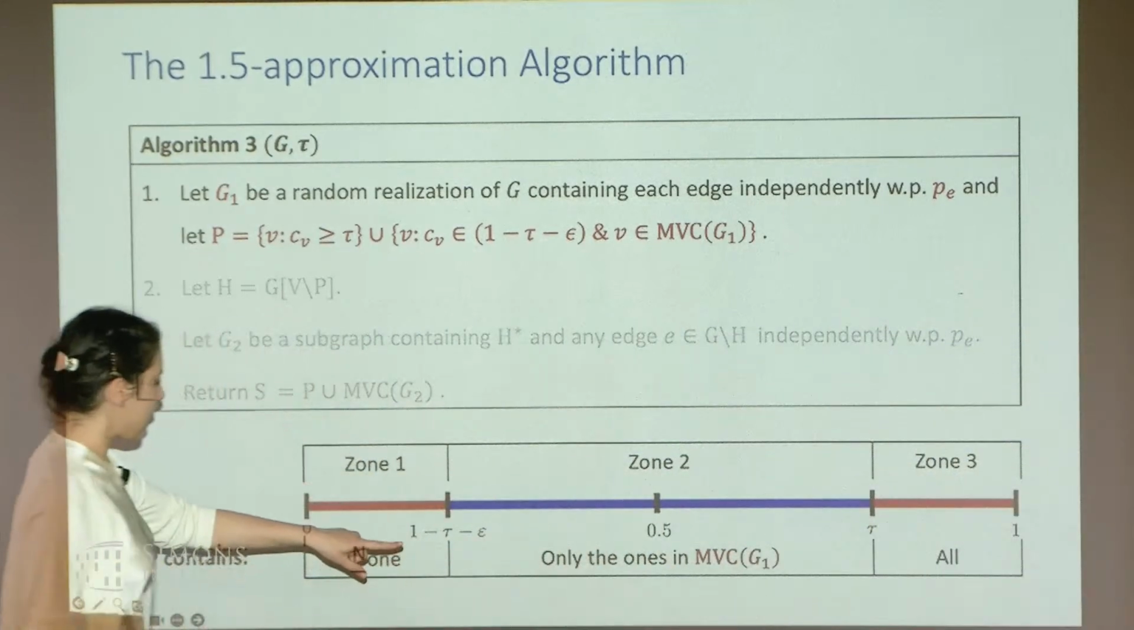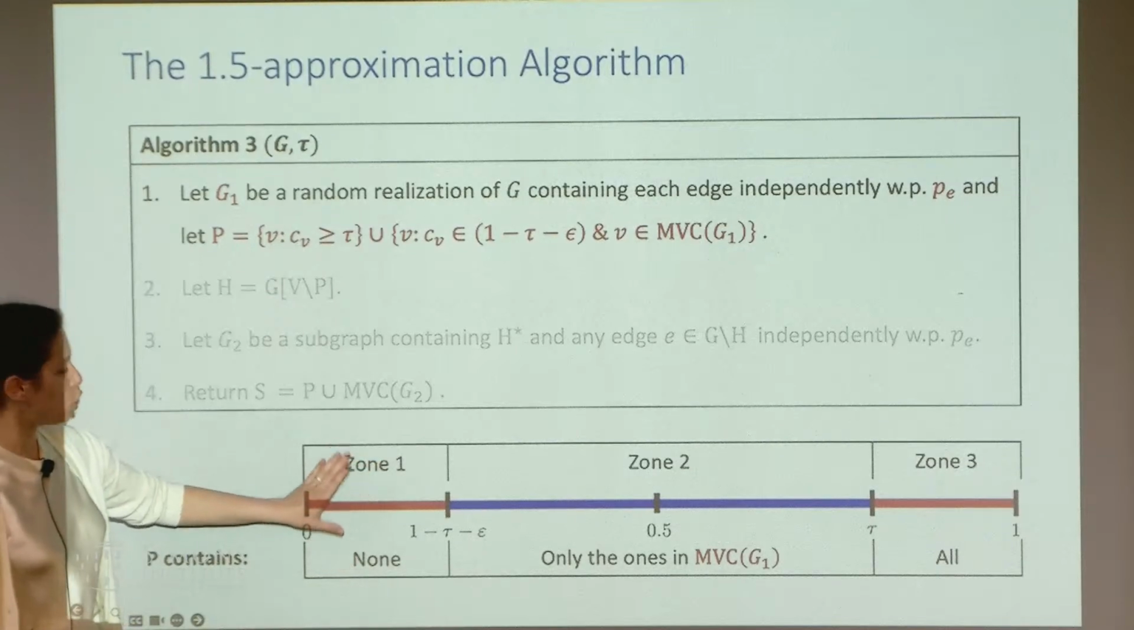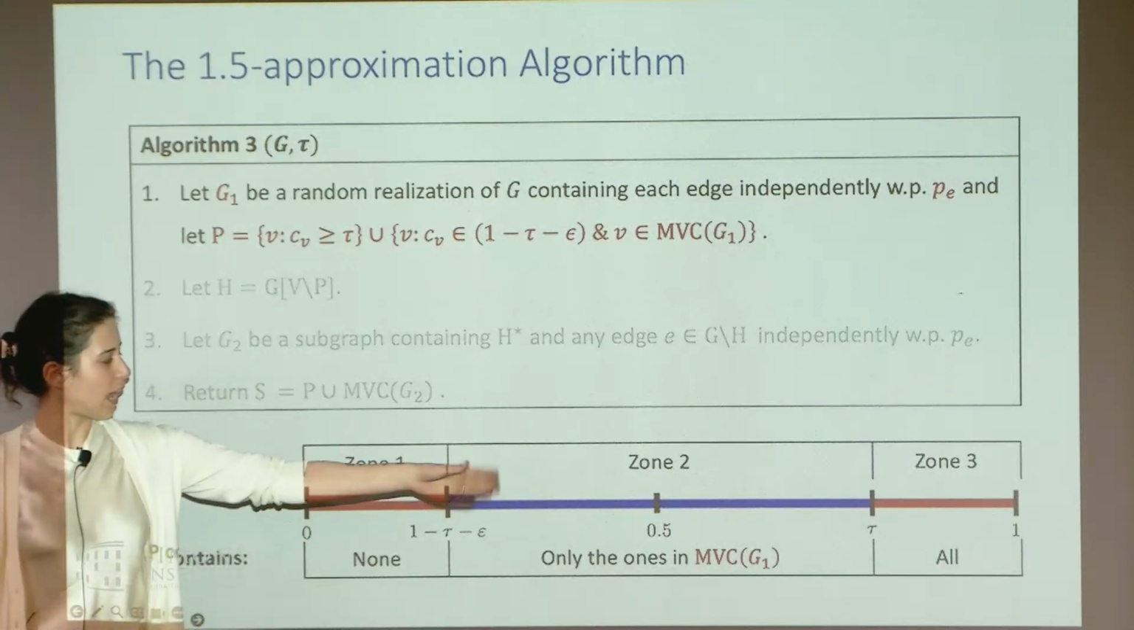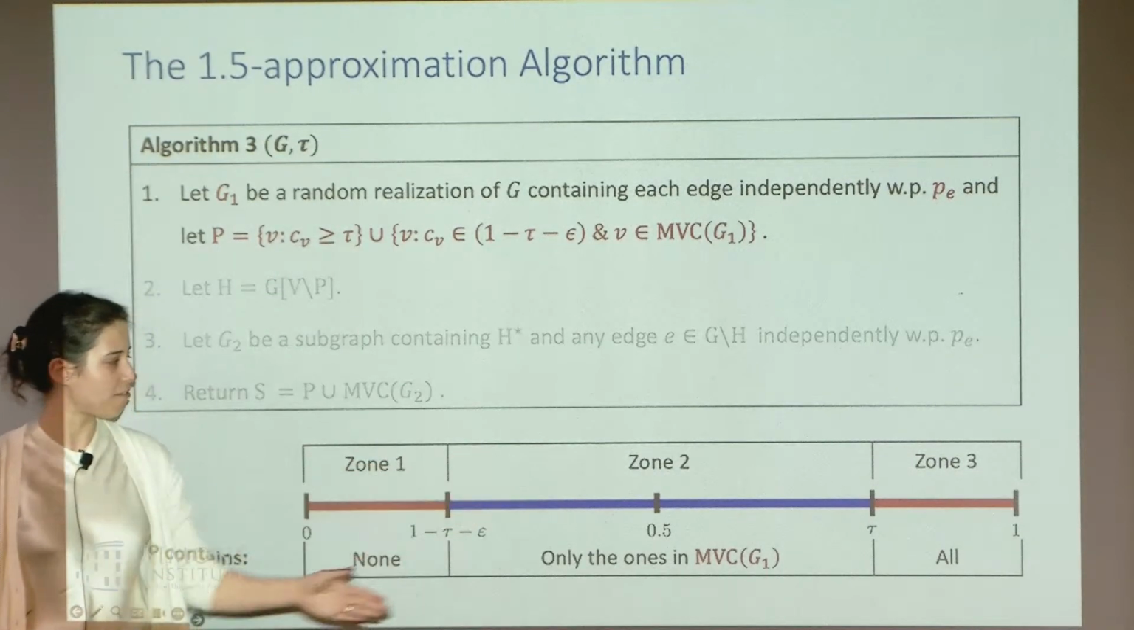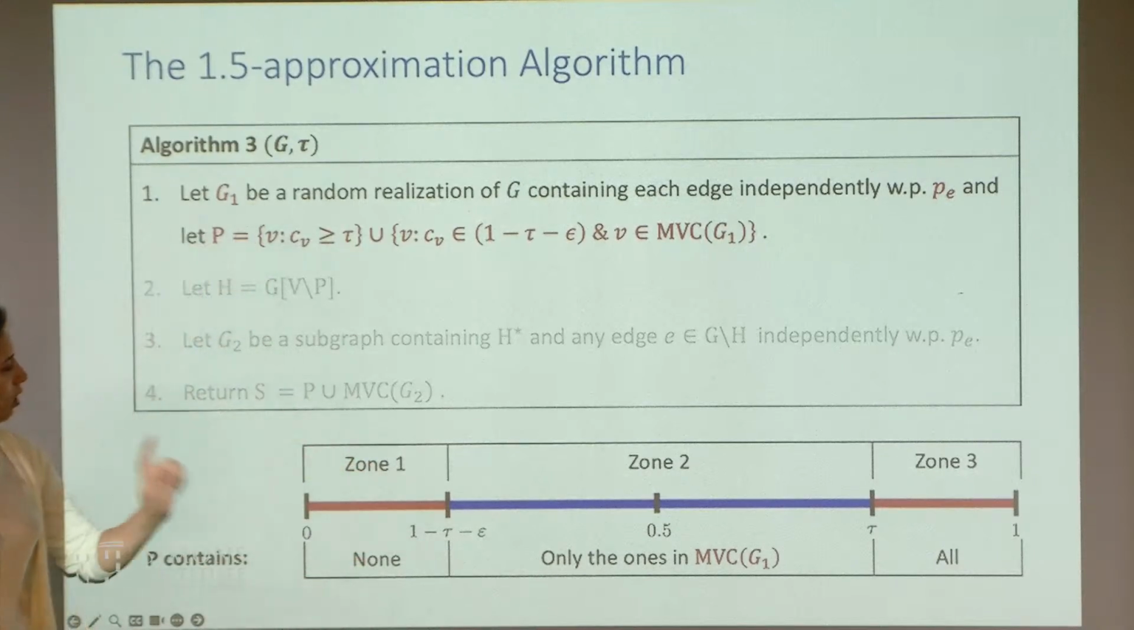So as I said, here, the red zone is like algorithm 2. How would algorithm 2 treat this? It will put all the vertices that have CV larger than half in the final solution and nothing from here. Right?